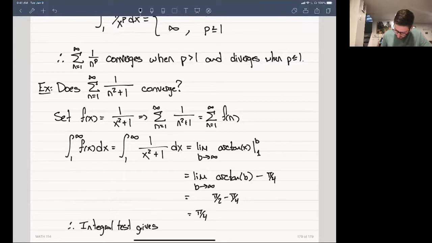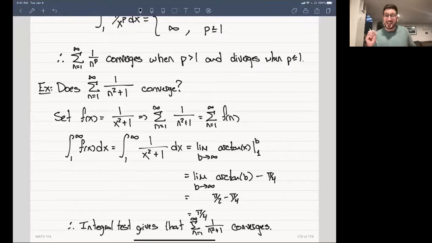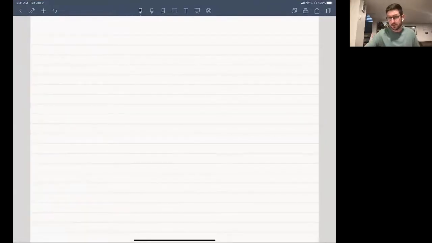gives that the sum, sorry about that one, that's a little ugly, I'm trying to squeeze it in at the bottom, 1 over n squared plus 1 converges. Again, I want to emphasize it does not tell you what it converges to. It just tells you that it converges. This is something you have to be very, very careful with. There is a relation between the values of the integral and the values of the series, but it is not that they are equal. It's just in terms of error bounds that we're not going to speak about in this lecture. So this is just answering yes or no.